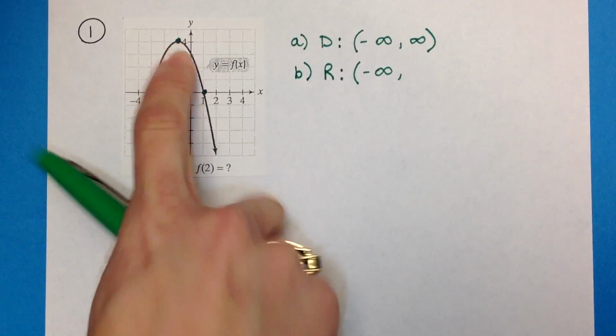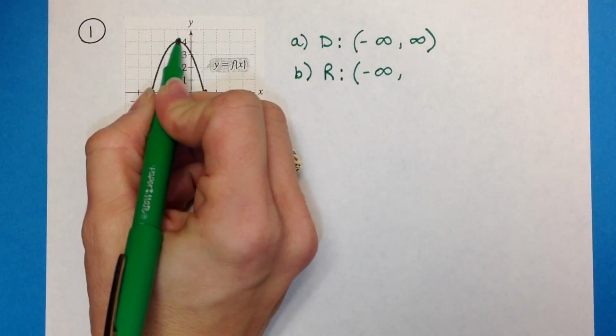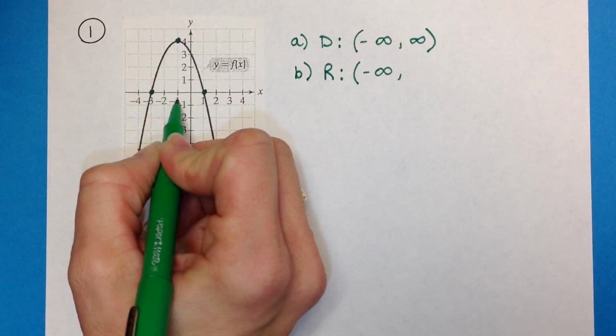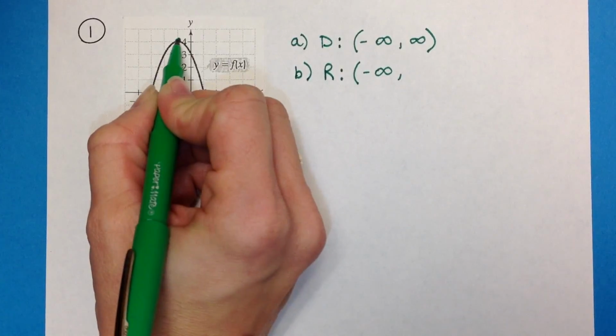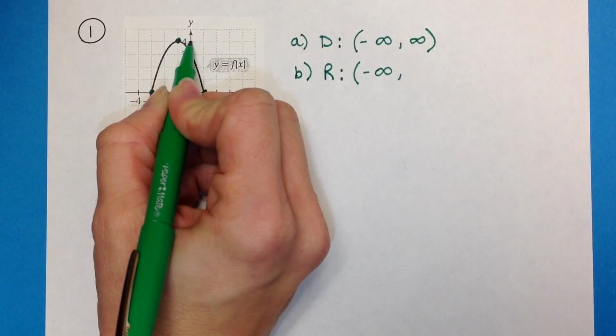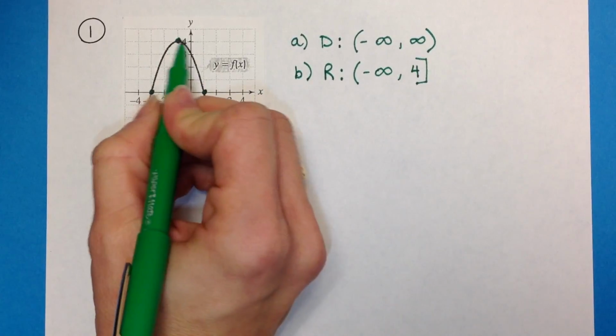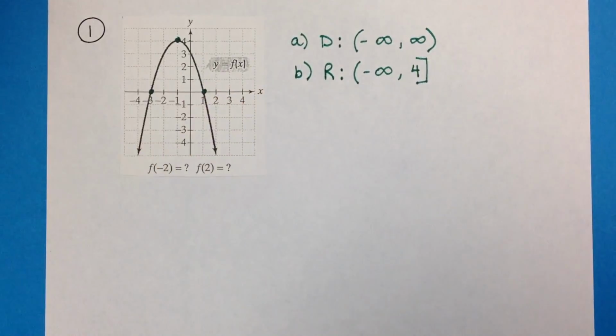Now range is y, so when we're stopping at this point, you need to use its y value, not its x value, because range is y. So the y value of this point is 4. You would put a bracket on it because the 4 is included. I mean, that point is on that graph, so therefore you'd put a bracket.